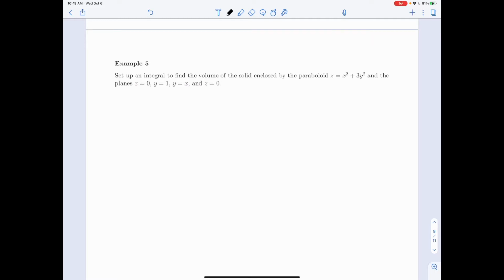In this example, our goal is to find the volume of a specific solid that is trapped between some planes and then the surface that we know as a paraboloid.